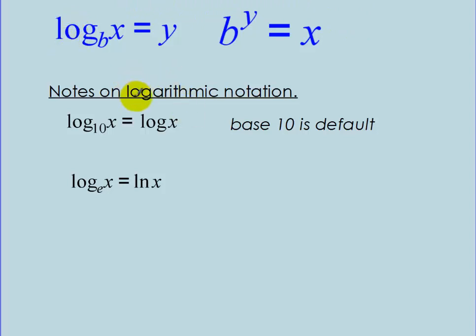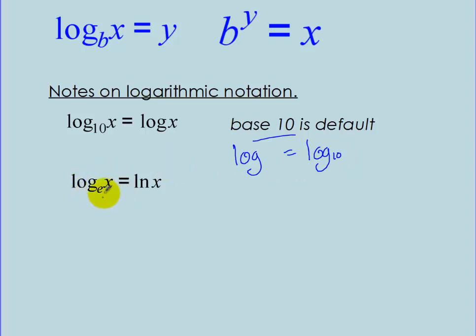Some notes about logarithmic notation. Log base 10 of x is the same thing as saying log of x, just with nothing there. When you have nothing there, the default is to say it's base 10. So if you see a button on a calculator that says log, this is actually log base 10. So it's taking something to the 10th base when you hit that button.